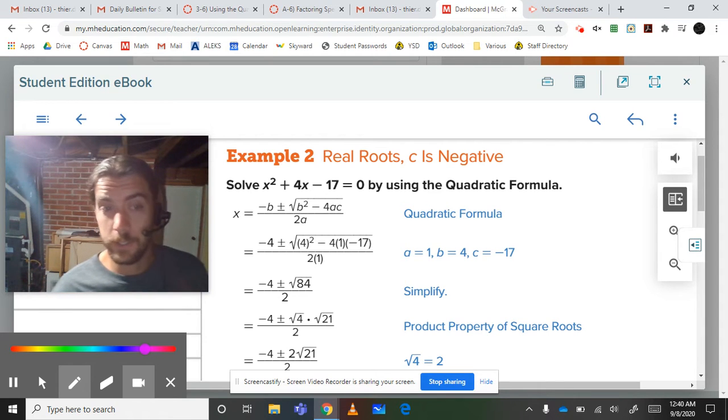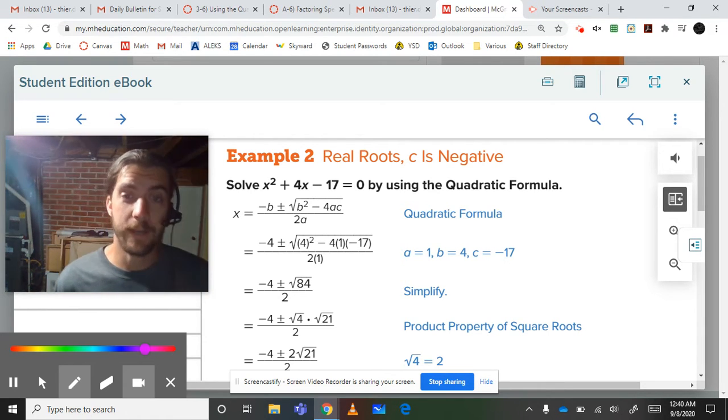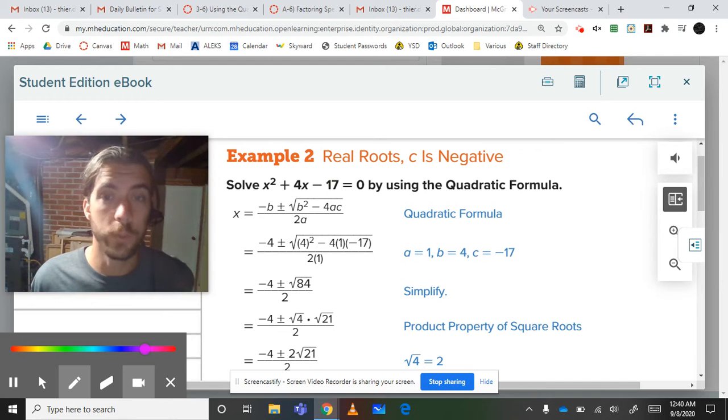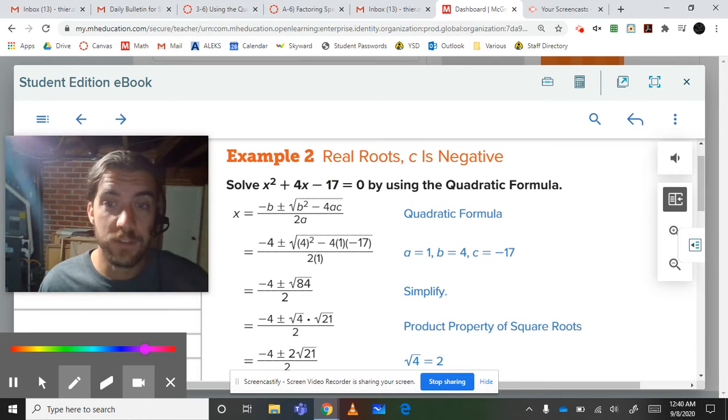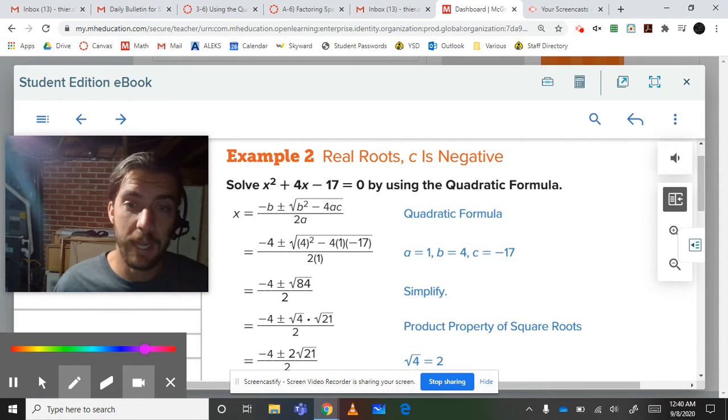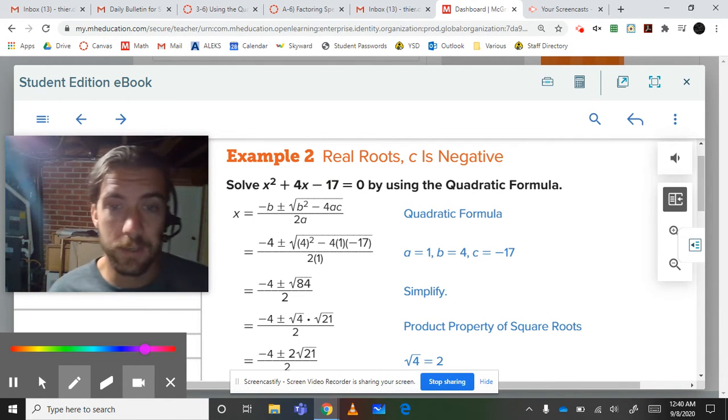All right, taking a look at example 2 here, where we're going to end up with an answer with two real roots, where in this case our c term is negative. So if you look at our c term, that would be the negative 17. If we use our quadratic formula, it is as easy as plugging in those values for the a, b, and c. You'll see that in the second line.